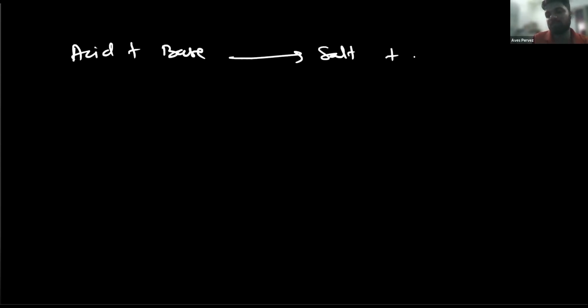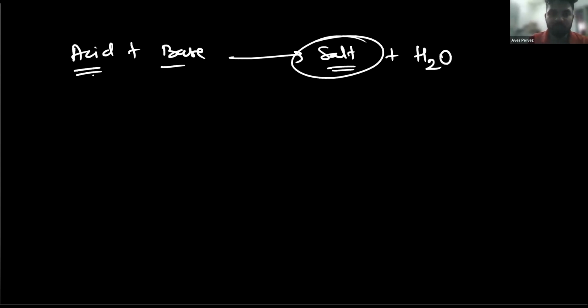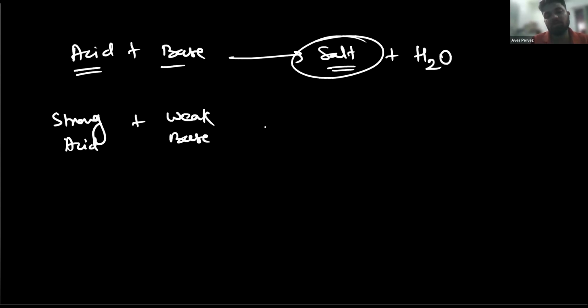Okay, so let's go further. Now, if I'm saying that acids react with base, it gives you salt plus water. I have told you that the salt is going to form here. Now, the type of salt: if we take strong acids when they react with weak base, it will give you acidic salt plus water. You understand?